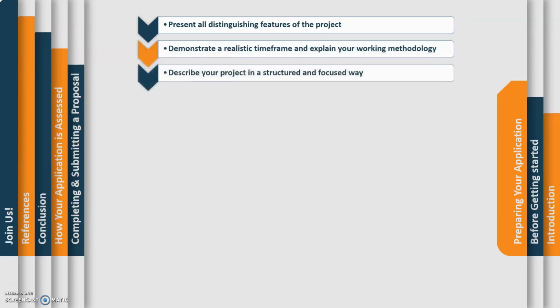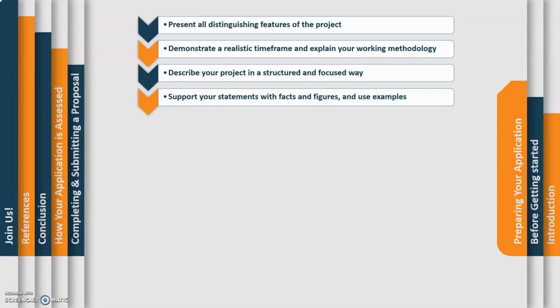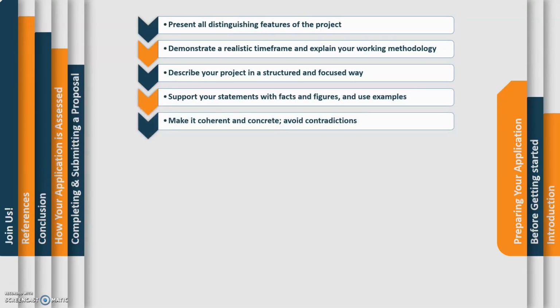Describe your project in a structured and focused way. Be precise, explain concepts and ideas, and avoid abbreviations, acronyms, and paraphrasing the call for proposals. Support your statements with facts and figures and use examples. A good proposal needs to be coherent and concrete in its entirety, avoiding contradictions. You know your project's rationale and strengths. Make sure these are clear to a reader.